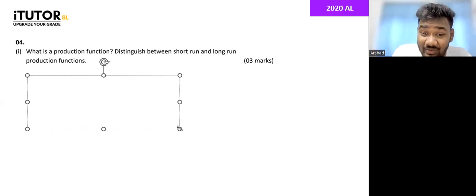So what's the difference between the short run and the long run production function? In the short run production function, usually capital is fixed and labor is variable. You can write that function which I explained. In the long run production function, all factors are variable, which is capital and labor are both variable, which we would have discussed in detail, guys.